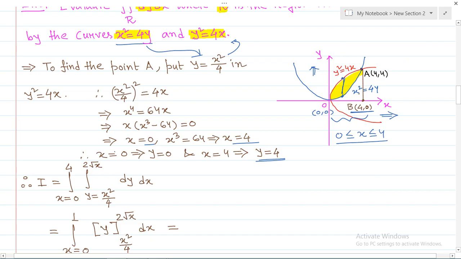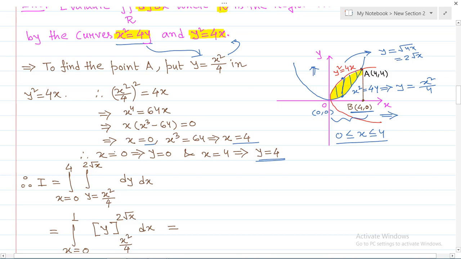So in the lower parabola, what is the value of y? y equals x square divided by 4. And in the upper parabola, what is the value of y? y equals root over 4x, that is equal to 2 root x, because if we shade this region by vertical lines, then you will be able to understand. So y starts from the lower parabola and ends at the upper parabola, because this is the only region we have to cover.